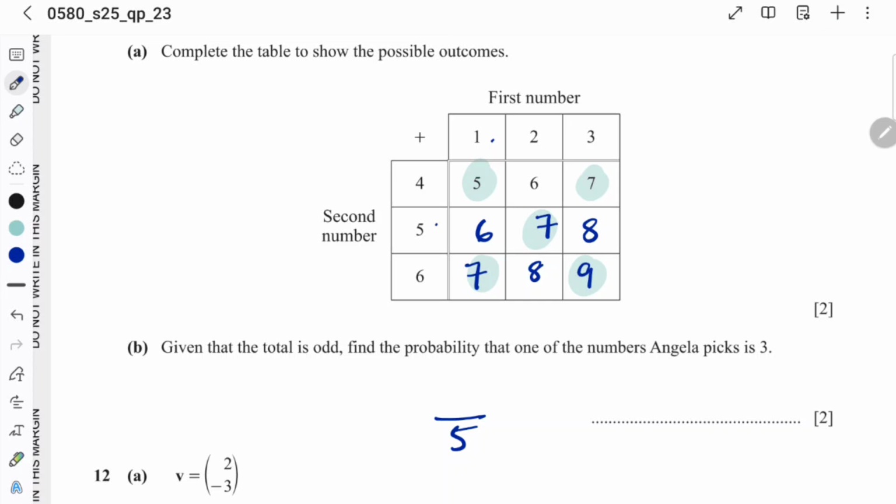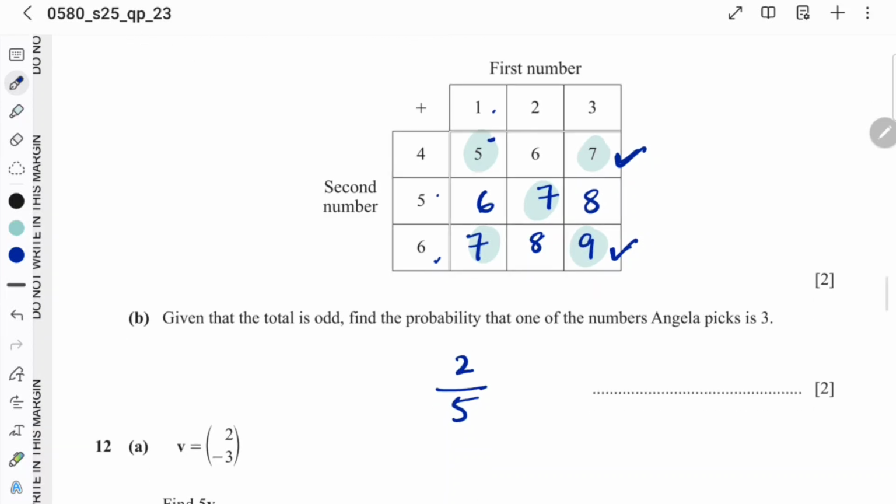In those odd numbers, we'll have to pick where one of the numbers is 3, like 3 plus 4 is 7, like 3 plus 6 is 9. In other numbers, if I just look at 5, it is 1 plus 4 is 5, we don't have a 3 anywhere in the addition. Like 1 plus 6 is 7, like 2 plus 5 is 7. We only have this 7 and this 9, where one of the numbers is 3. So that is 2 over 5.